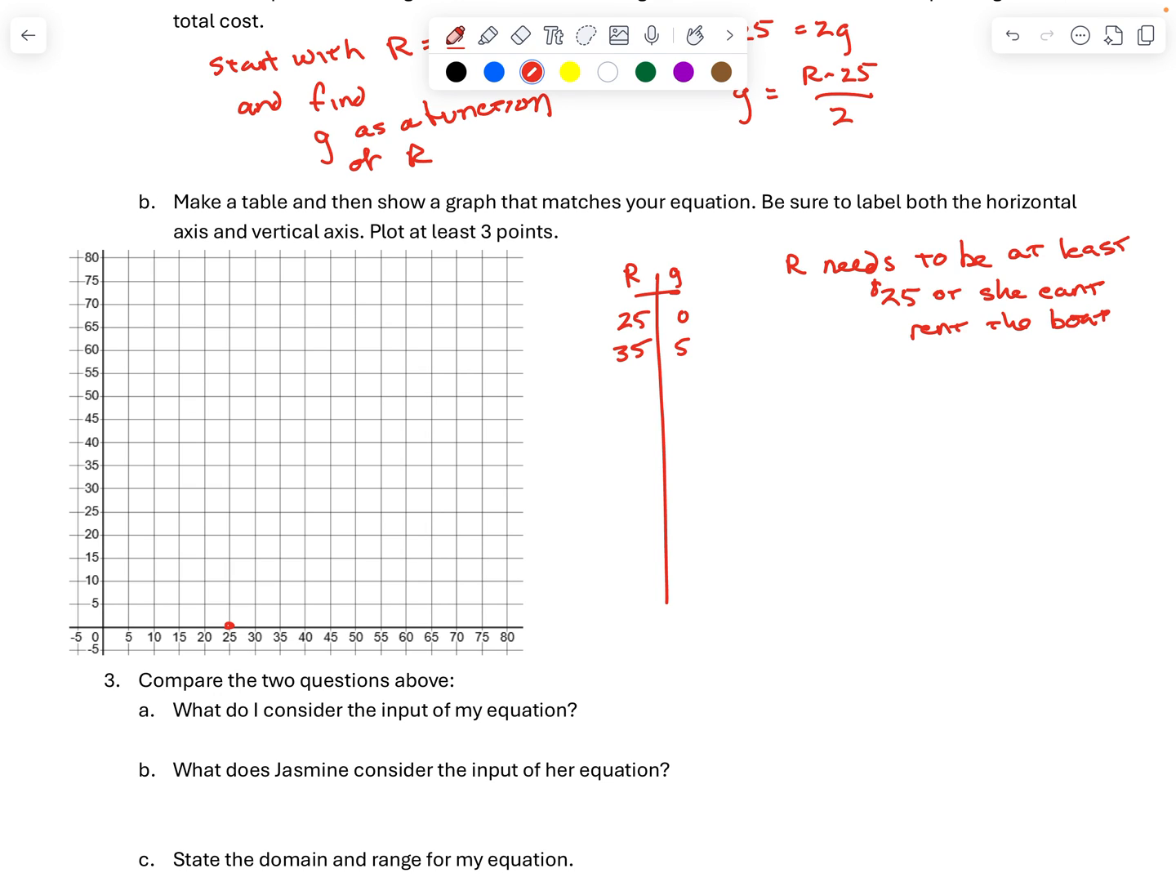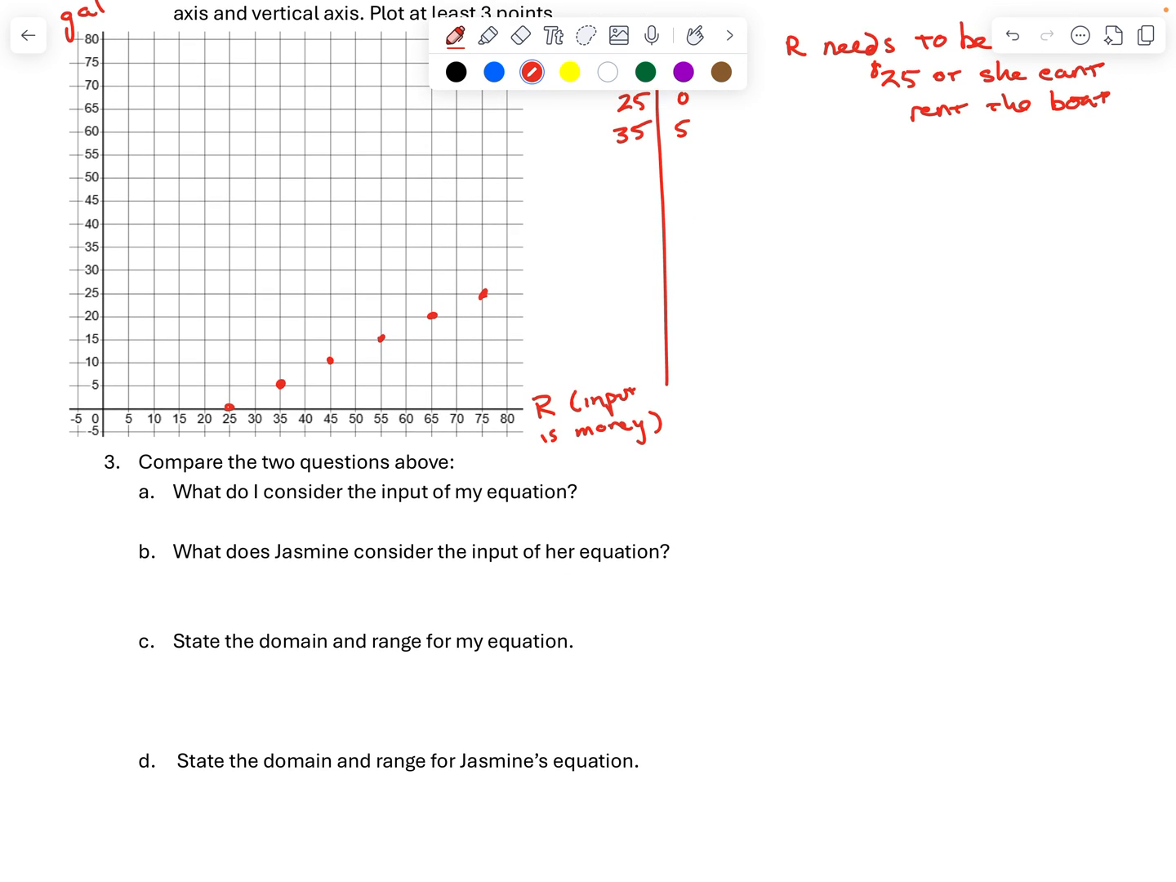So 25, 35. This is 25, rental fee, input. Because based on how much money she has, she wants to know how many gallons she can do. All right, and this is gallons. Okay, so what do I consider the input? Gas. And Jasmine considers the input to be R, the price.